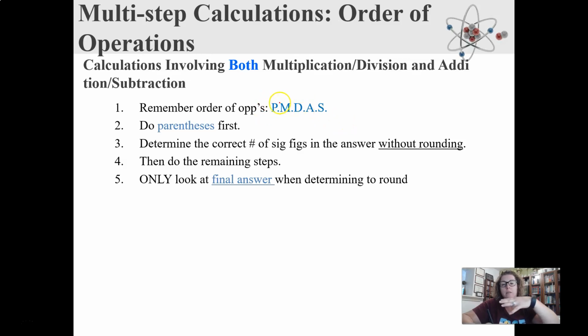There is also another one, exponents. If you actually have exponents, exponents happen before the parentheses. But usually in chemistry, we don't really deal with that, but we do deal with parentheses more than the exponents. So parentheses first, multiply, divide, add, and subtract. Okay? Don't look at sig figs or rounding until the final answer.